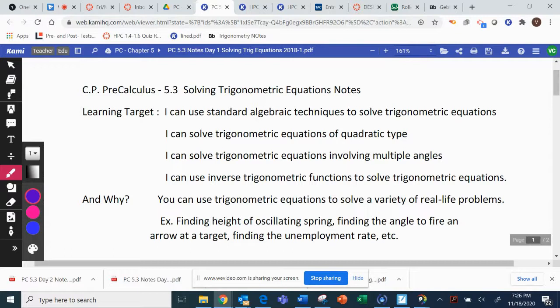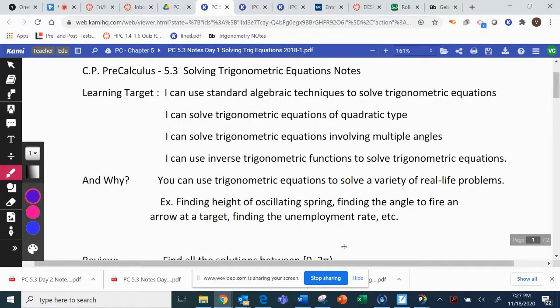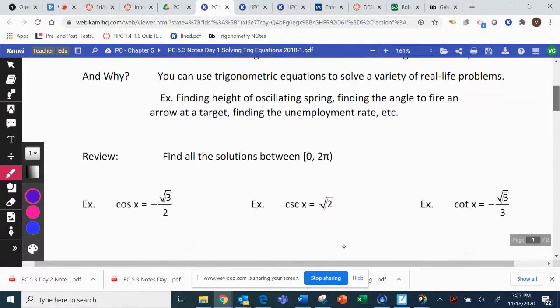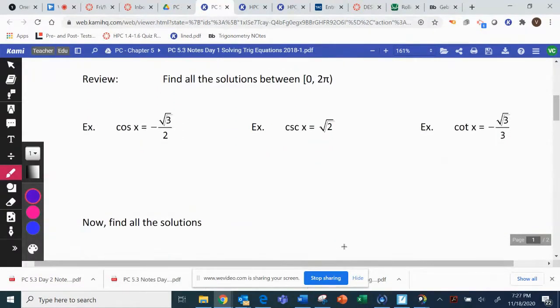Pre-calculus 5.3, solving trigonometric equations. On 5.3, we're going to learn lots of different methods that you could use for solving trigonometric equations. For the first set of notes, we're just going to look at basic solving. A review from chapter 4: find all of the solutions between 0 and 2 pi, not including 2 pi, but yes, including 0.